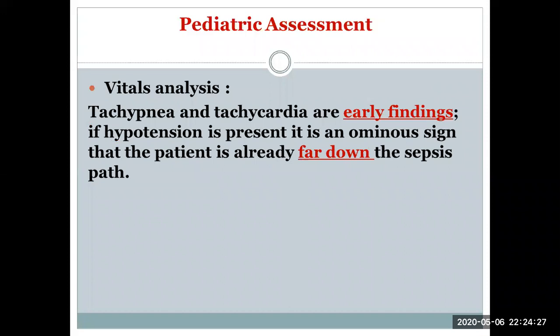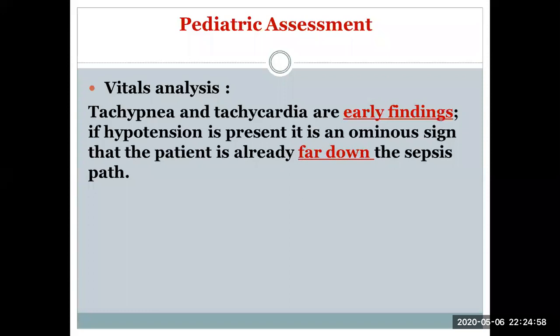Vitals analysis. Tachypnea and tachycardia are early findings, so just keep it in mind. If you have a patient who's tachypneic and tachycardic, you have to spend time analyzing what is the real cause behind this tachypnea and tachycardia. Is it sepsis? If it is, initiate your therapy. If you are not sure, as a junior level, please ask for help as early as possible. Don't pass it as the patient is tachycardic because he's febrile, tachypneic also as he's febrile.